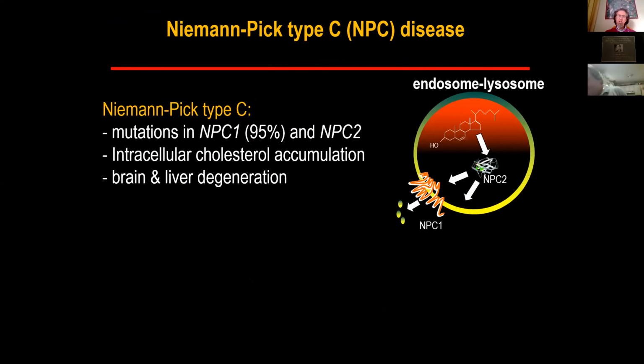So now I'm gonna change gears. I'm gonna tell you a bit about another lysosomal disease. This one is Niemann-Pick type C, or NPC. This disease is caused by loss of function mutations in two proteins that are involved in the exit of cholesterol from the lysosome. And it triggers brain and liver degeneration.